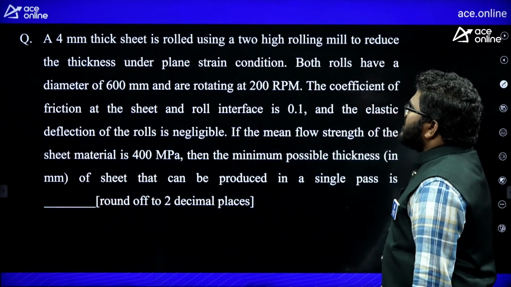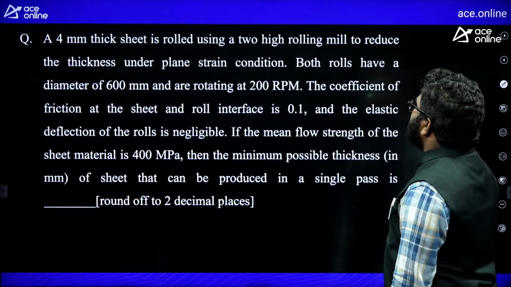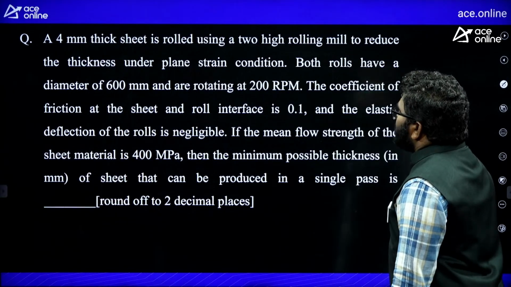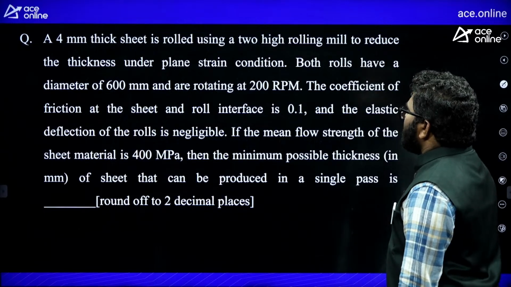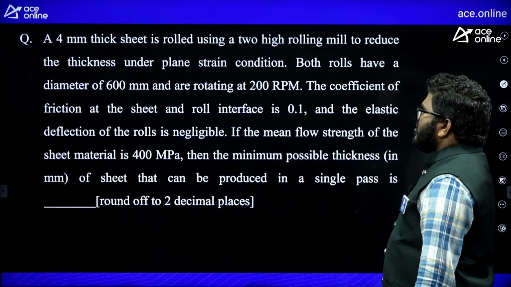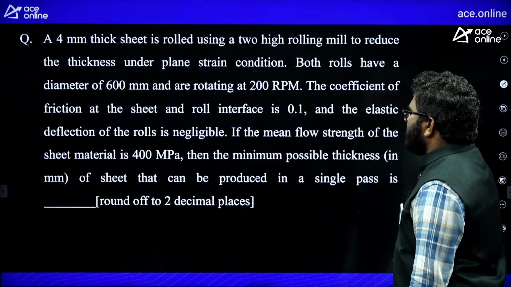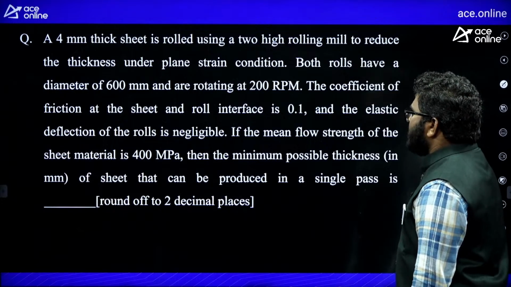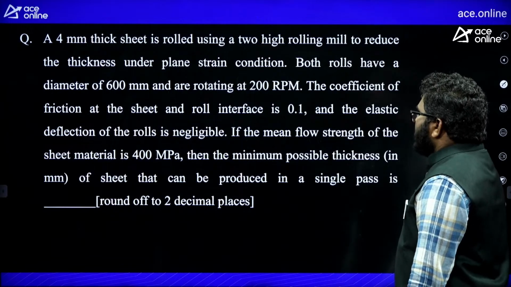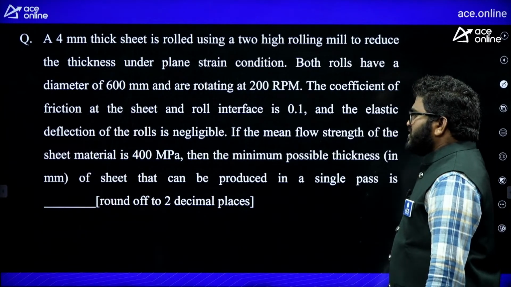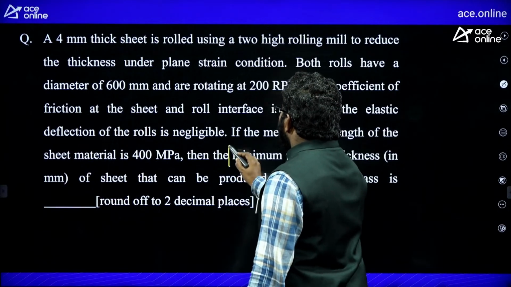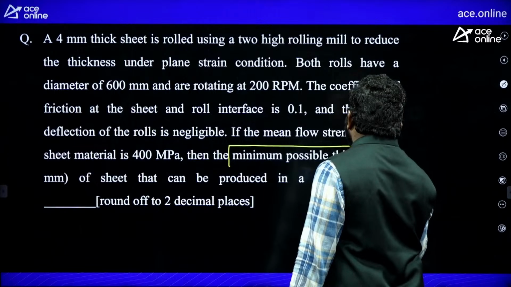A 4 mm thick sheet is rolled using a 2-high rolling mill to reduce the thickness under a plane strain condition. Both rolls have diameter of 600 and rotating at 200 rpm. The coefficient of friction at the sheet and roll interface is 0.1. The elastic deflection of roll is negligible. If the minimum flow strength of the sheet metal is 400 megapascal, then minimum possible thickness you are asking.